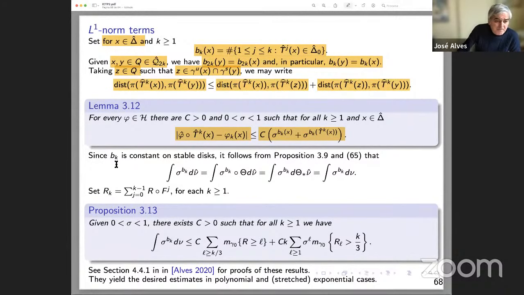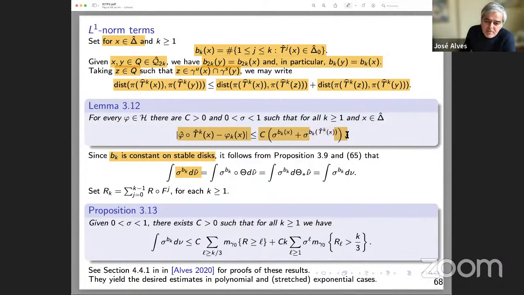And then, since bk is constant on stable disks, we can easily see that, integrating, we want to estimate the L1 norm. We want to integrate this with respect to nu hat. Why do we have here this tk term? Because of the unstable direction, because the contraction is put in terms of the images. So we need to take tk iterates, and the contraction is stated in terms of the images, and that's why this appears here.